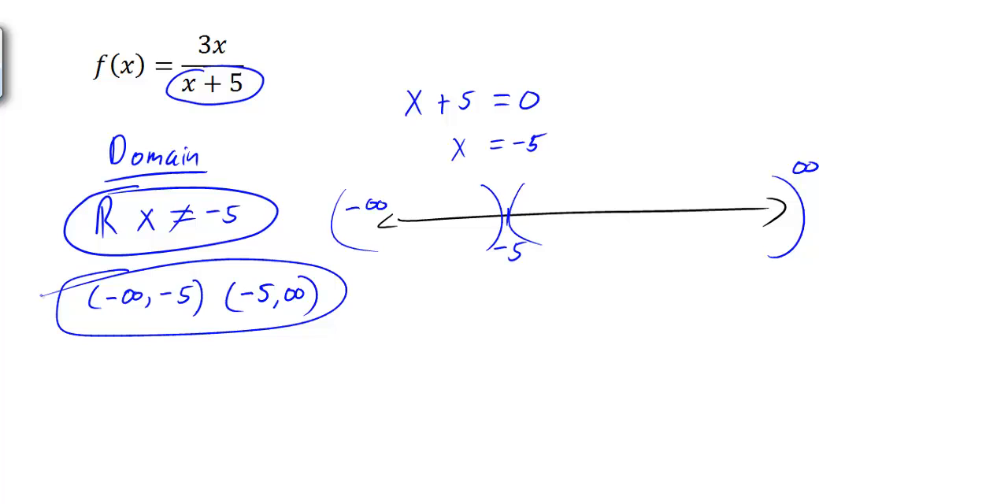So basically here it can be all real numbers except for negative 5. So anytime you see a fraction, you should be aware: is there any value of x that's going to give you 0 in the denominator?